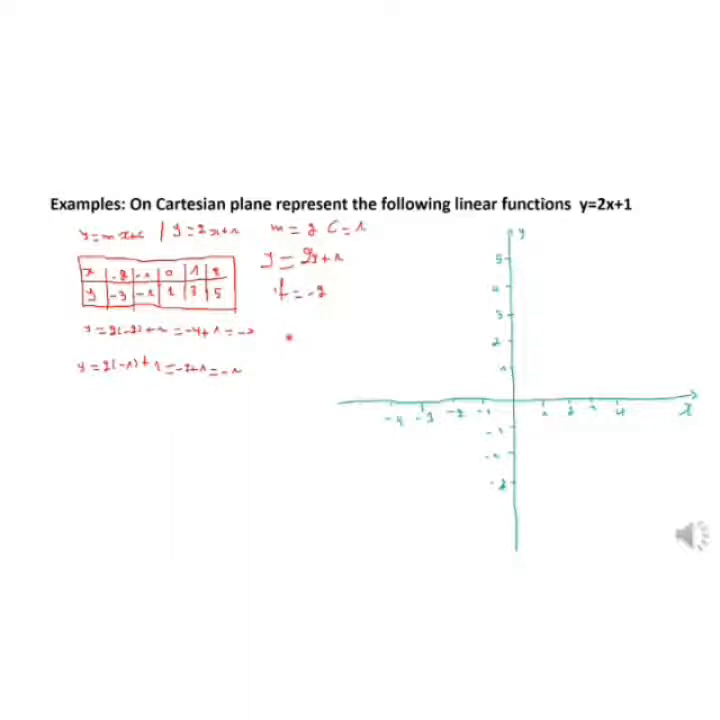This line, the x-axis, shows the horizontal axis. This one shows the vertical axis, which is y. Now let us draw. So now we have points. The first point is -2 on the x-axis and -3 on the y-axis. This one.